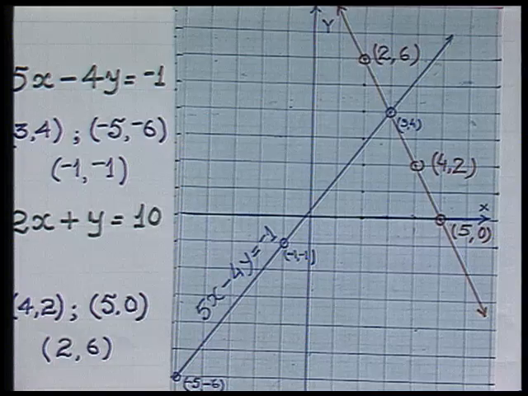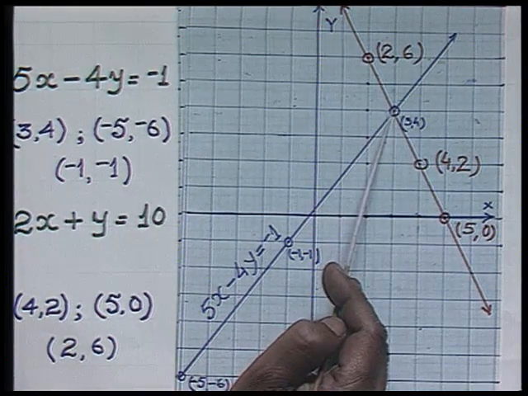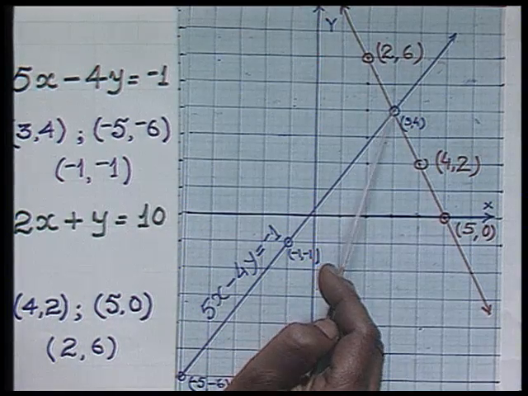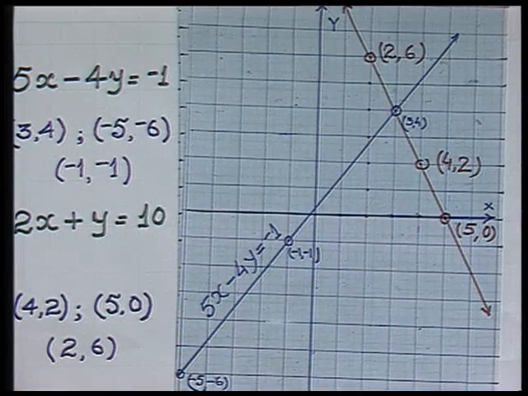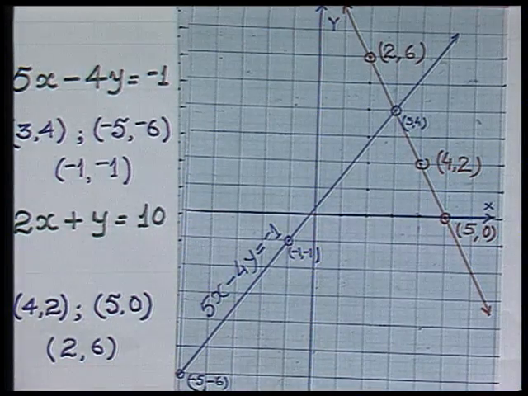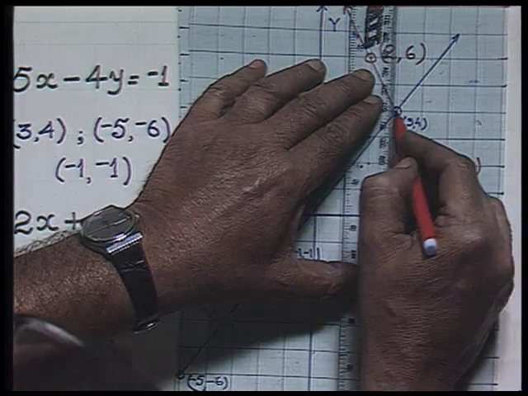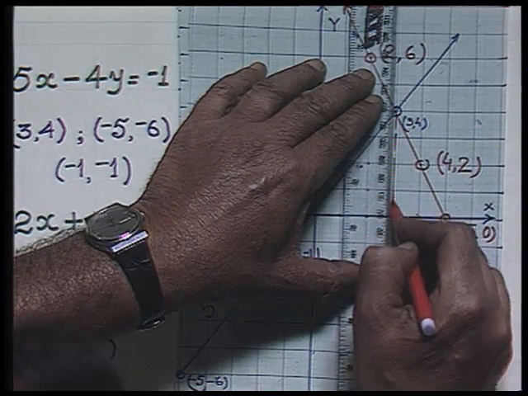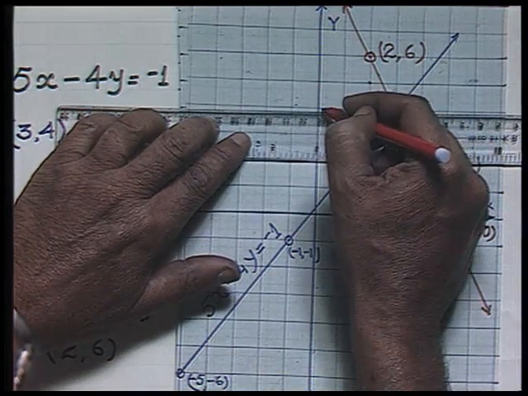So here what do you find? That these two lines are intersecting at one point, and that point is over here. To get the ordered pair for this point, I have to plot the perpendicular onto the x-axis and onto the y-axis. For the x-axis, this is one distance, and here is the other distance.